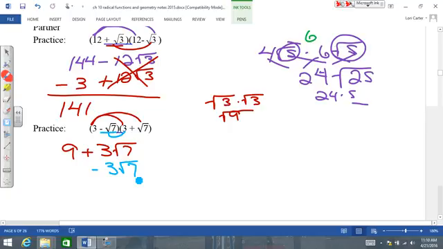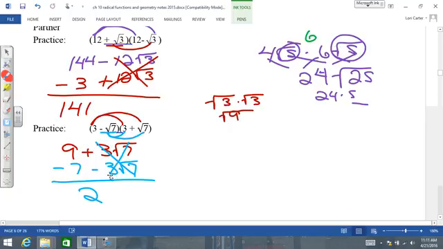Allison? Perfect. And what do you get when you multiply those two? Negative 7, and it goes under the 9. Why negative? Because it's a negative times a positive, which makes it negative, and it goes underneath the 9. So what's 9 minus 7? 2. What do the square roots do? Cross it out. So your answer is 2.